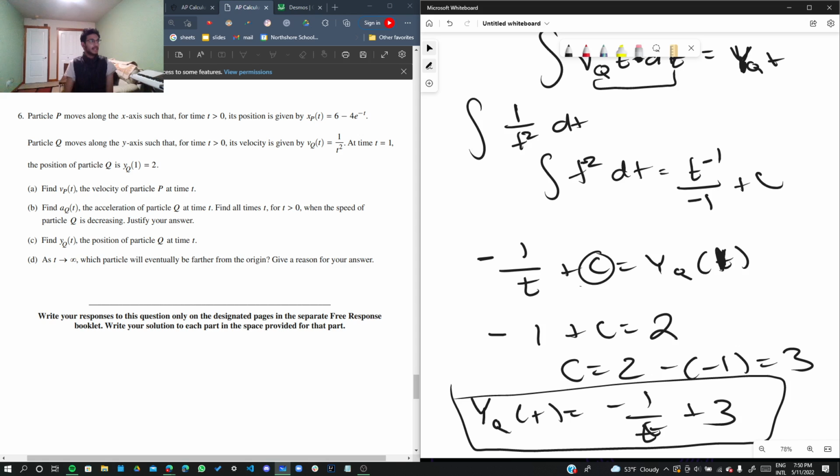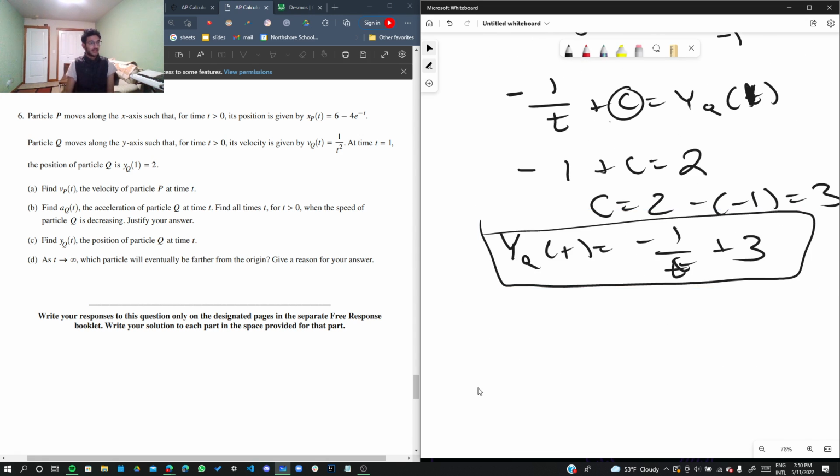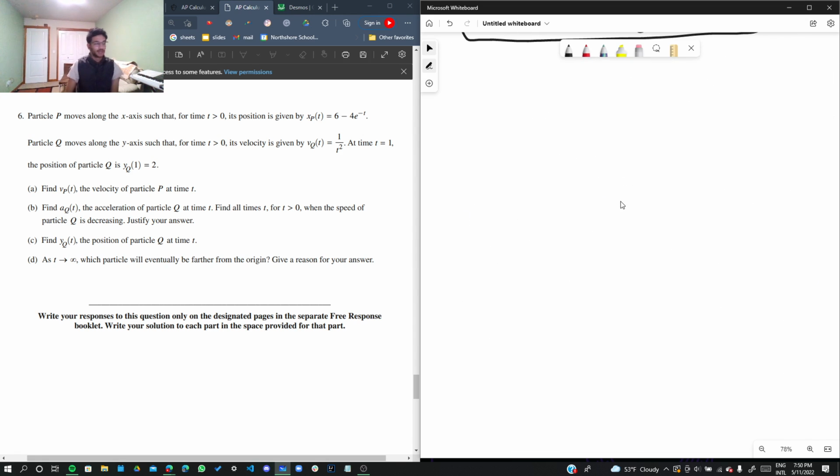All right. And then one more question, and then I skipped one at the very beginning. I'll come back to it. 6D. As t approaches infinity, which particle will eventually be farther from the origin? I'm assuming origin is 0, 0, or farther position.